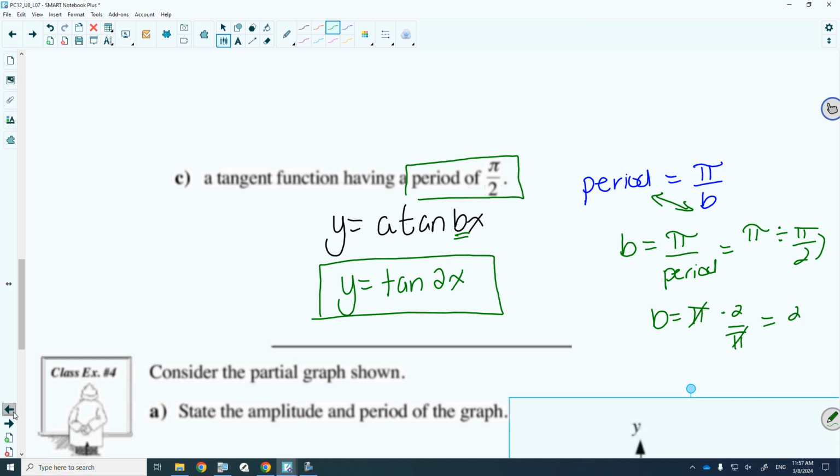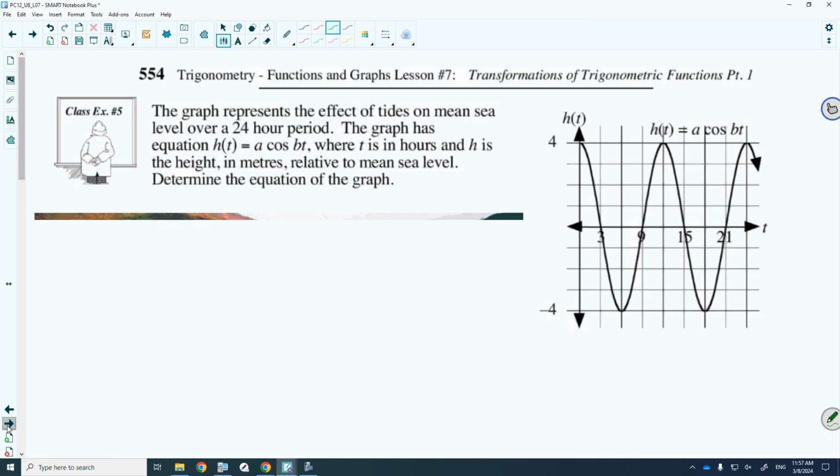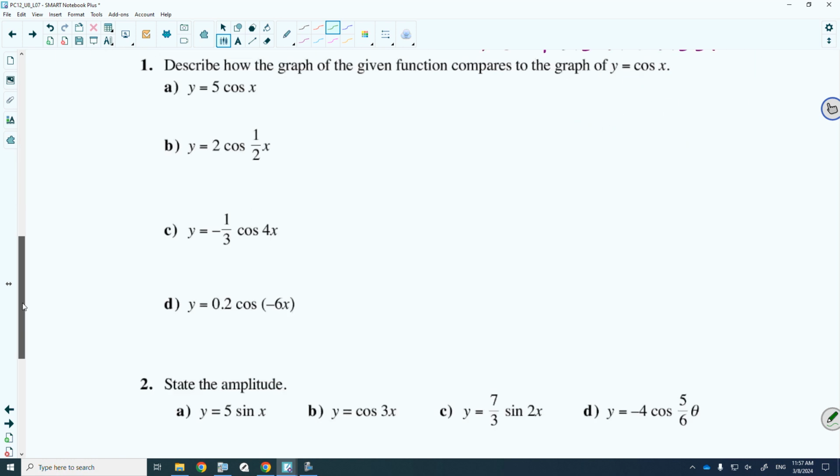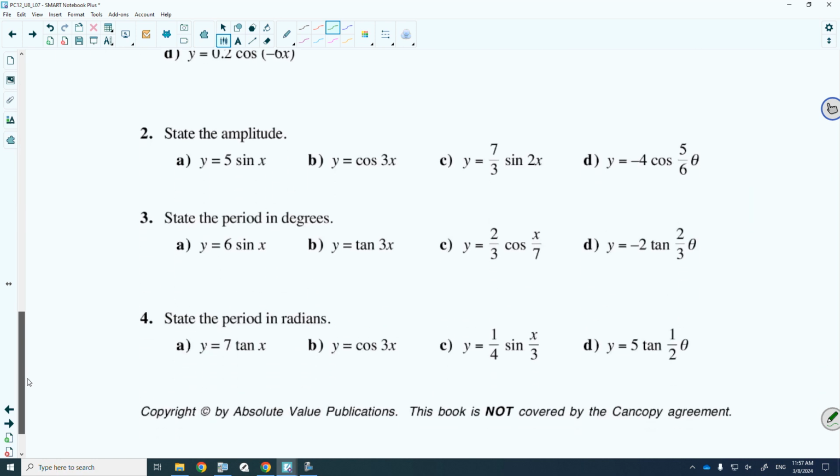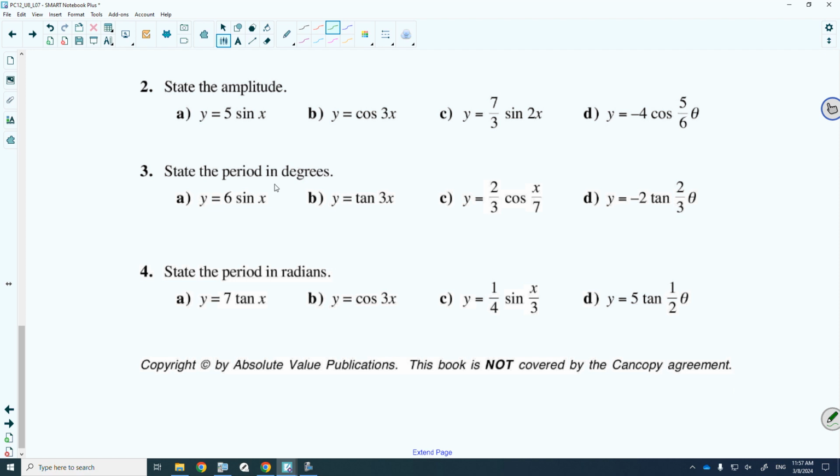Let's look at a couple homework questions with tan in it. State the period in degrees. Remember that the period, if it's sine or cosine, is 360 degrees divided by the b value. So this period would be 360, since the b value is 1. This would have a period of 360 degrees.